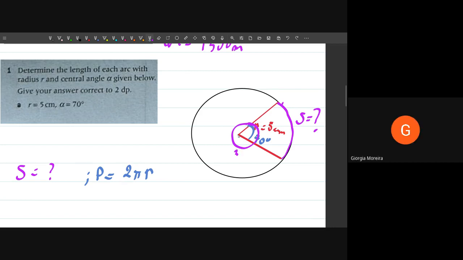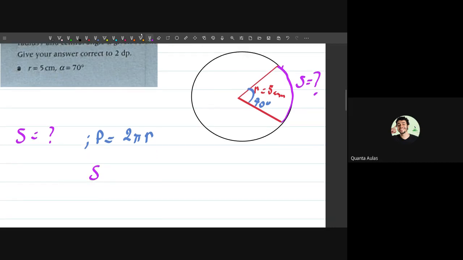360 degrees is 2 pi. But we don't want 2 pi for this problem. We want only 70 degrees. So for the sector, we change the 2 pi for 70 degrees. But we need to convert 70 degrees to radians, because here we have radians, so here we need radians too.